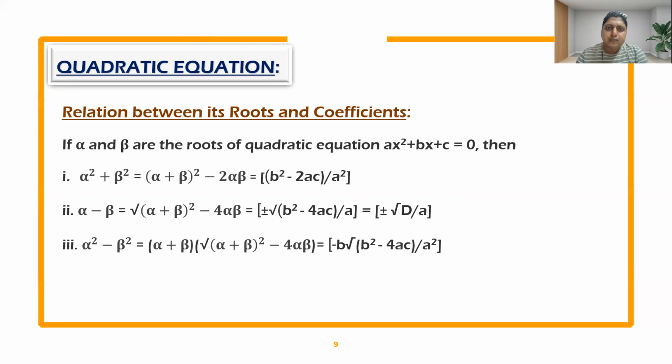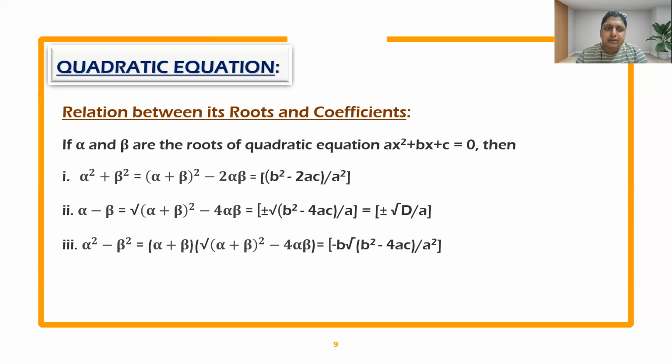So let's start with alpha. Take alpha and beta as the two roots of a quadratic equation ax square plus bx plus c is equal to 0. So these are some relations that we have to learn and practice, so that the questions take less time and the problems are solved in minimum time.